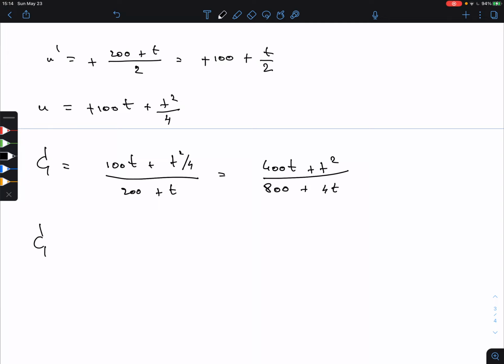So what is the general solution? So step 3. It's the homogeneous solution, c over 200 plus t, plus the particular solution, 400 t plus t squared over 800 plus 4t. Okay, sorry, give me a sec here.